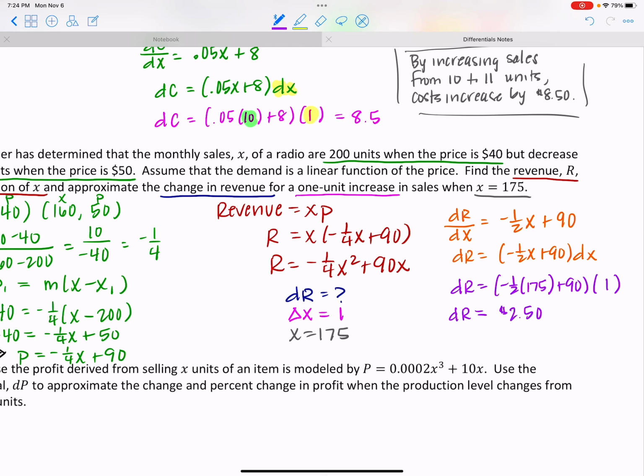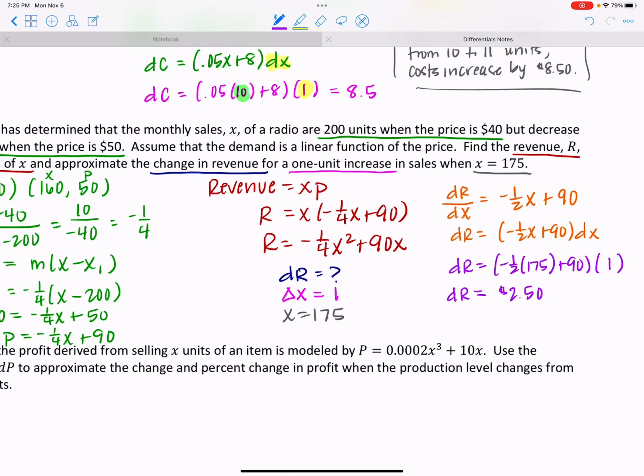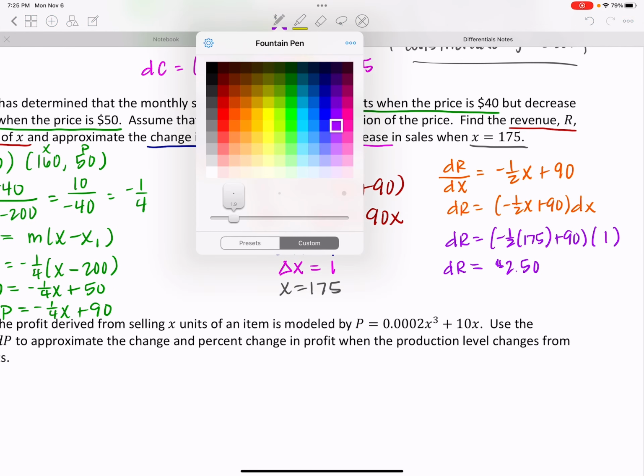And again, we'll say $2.50. So that was a lot of work to get to that answer. The actual new part of what we did, not so hard, but the pre-work of finding the demand function, not so fun there. What this means is when this retailer increases sales from 175 units to 176 units, their revenue increases by $2.50.